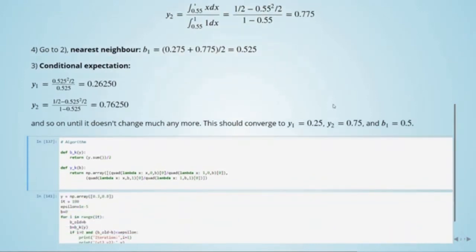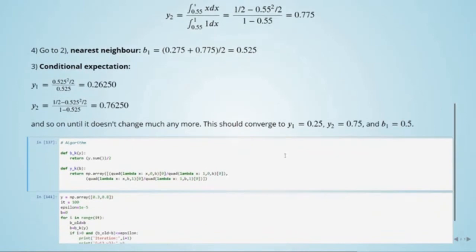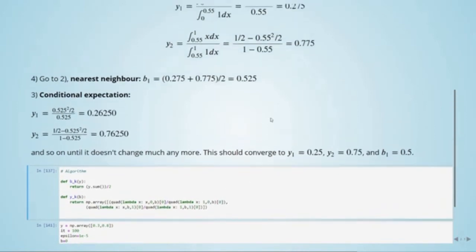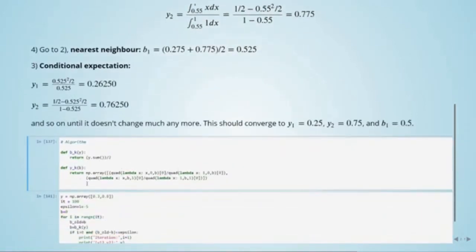So let's define here our functions for this algorithm. So here is a function to compute b of k, which is the nearest neighbor rule. Given y will be an array with two numbers, so we will take the average, and then we're also defining a function to calculate the y of k, which is given by this formula here. So this is what we're doing here.